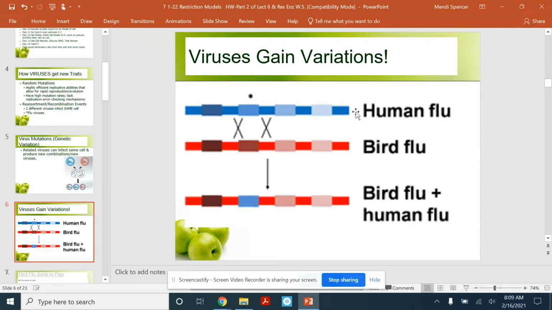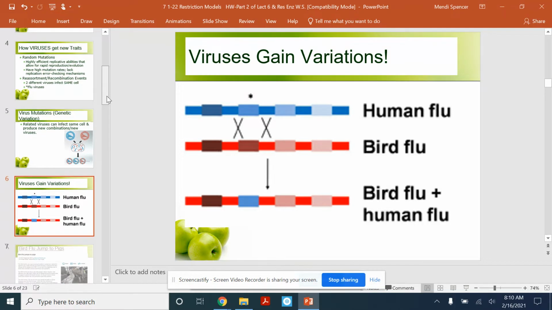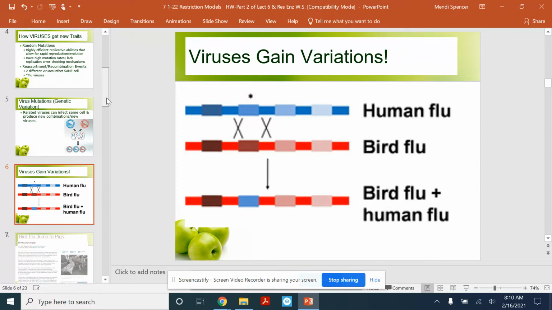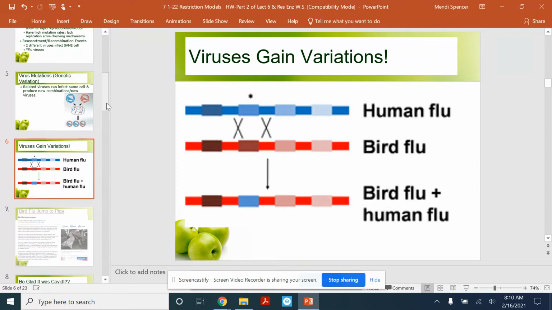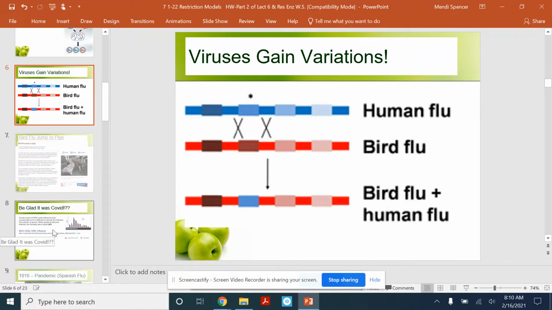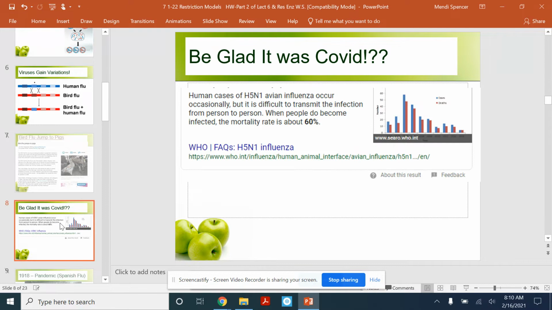And so if we have a situation where someone has the human flu and they're around birds, they get infected with the bird flu at the same time, then that person just created a super virus that can be transmitted easily from human to human, but then also can have very deadly effects. It's pretty crazy, but be glad it was COVID that was going on with this latest pandemic.